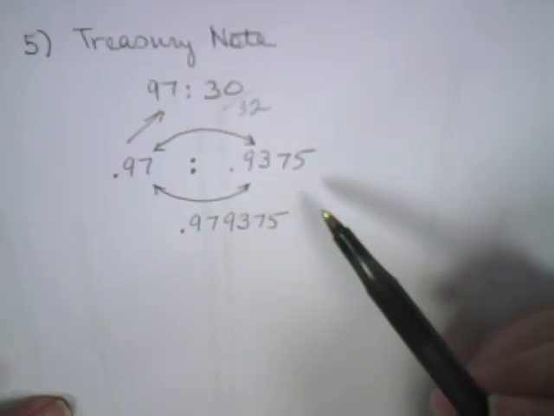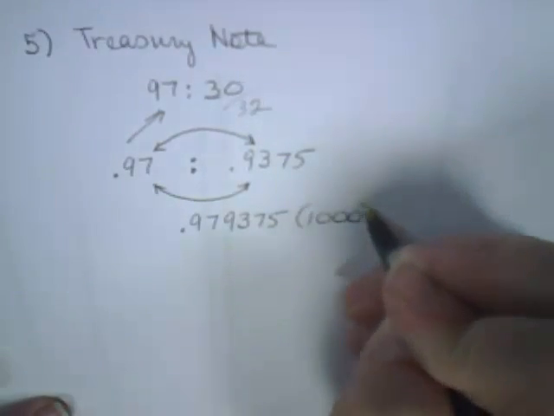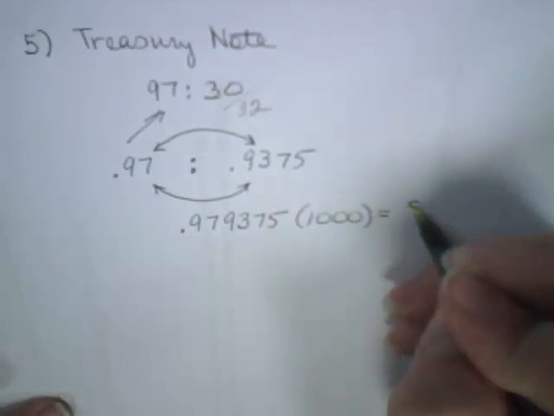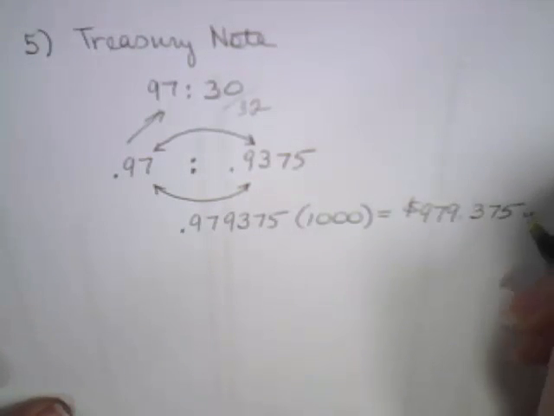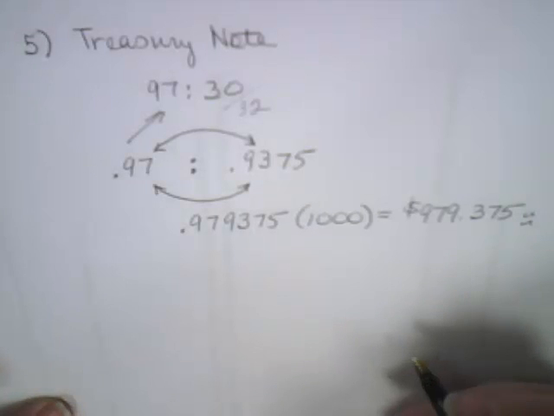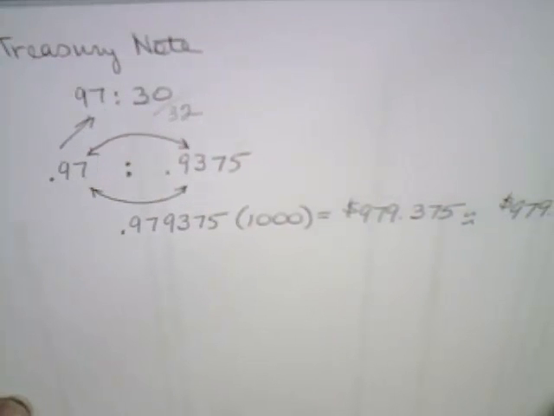Then we're going to multiply that number by 1,000, and that is going to give us $979.38. Yes, 979.38. Okay, move this over just a little bit.